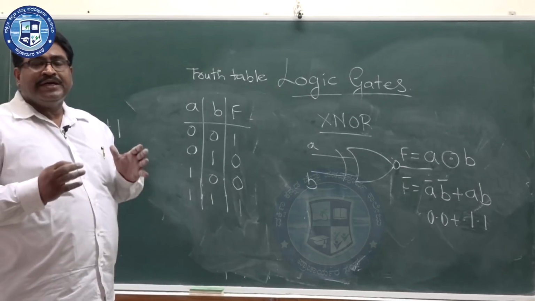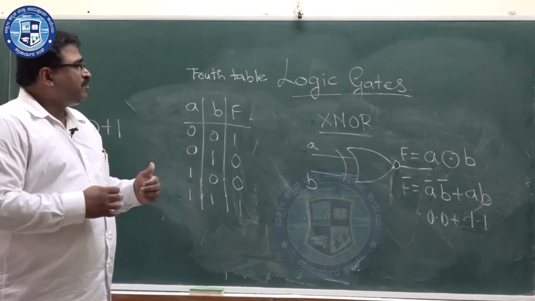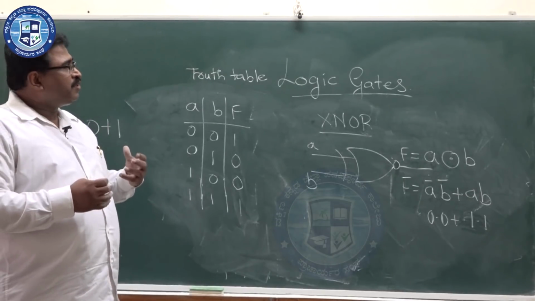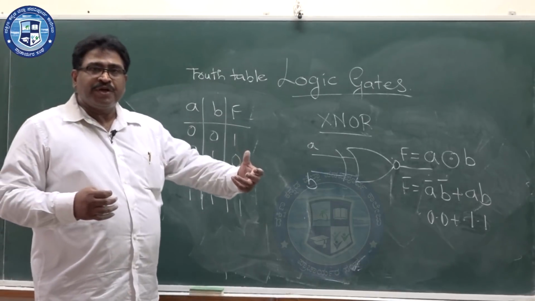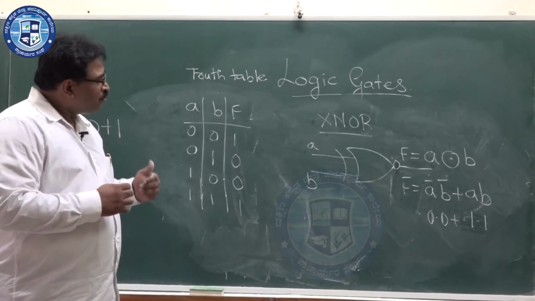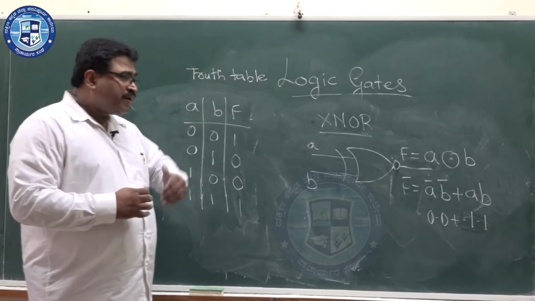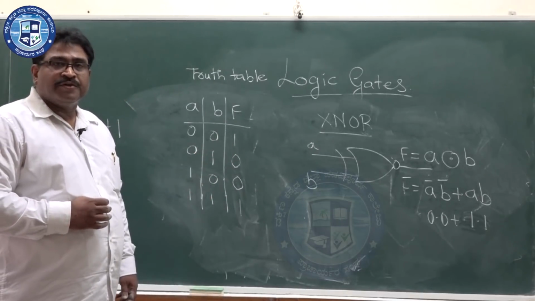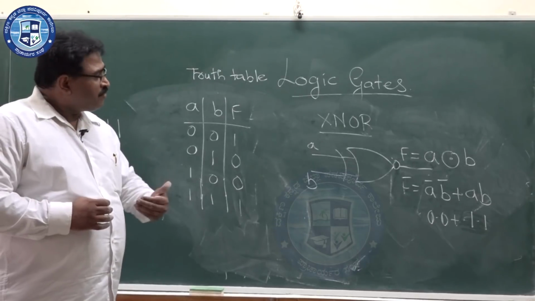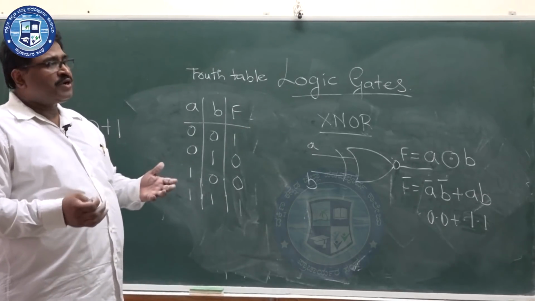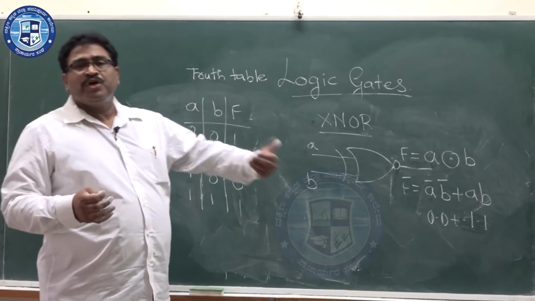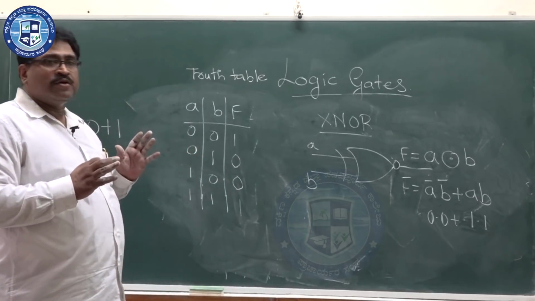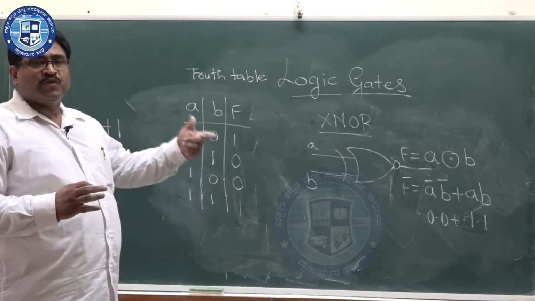Then we have come to the derived gates. Among the derived gates we have seen the NAND gate, which we can say is the AND gate connected to an inverter. Then we have seen the NOR gate. It means the OR gate is connected to an inverter. The next one we have seen is the XOR gate, right? And then followed by the XNOR gate. XNOR gate we can say is the XOR gate connected to an inverter, right? So we have seen all the gates, basic as well as derived.